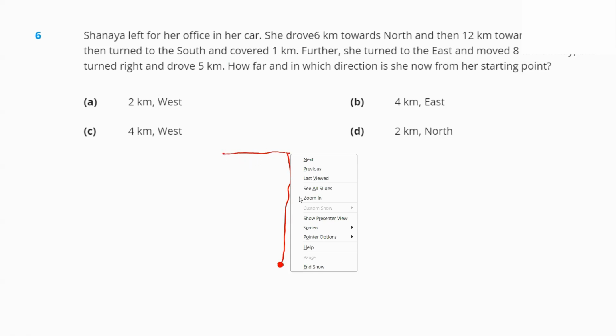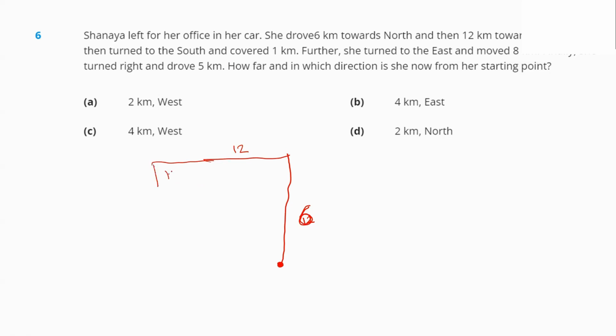No, this is 6 kilometers. She then turns to west and drives for 12 kilometers. She then turns to south and drives for 1 kilometer. She then turns east and drives for 8 kilometers. Finally, she turns right. So this is the right and this is the left. She turns right and drives for 5 kilometers. How far and in which direction is she from the starting point?